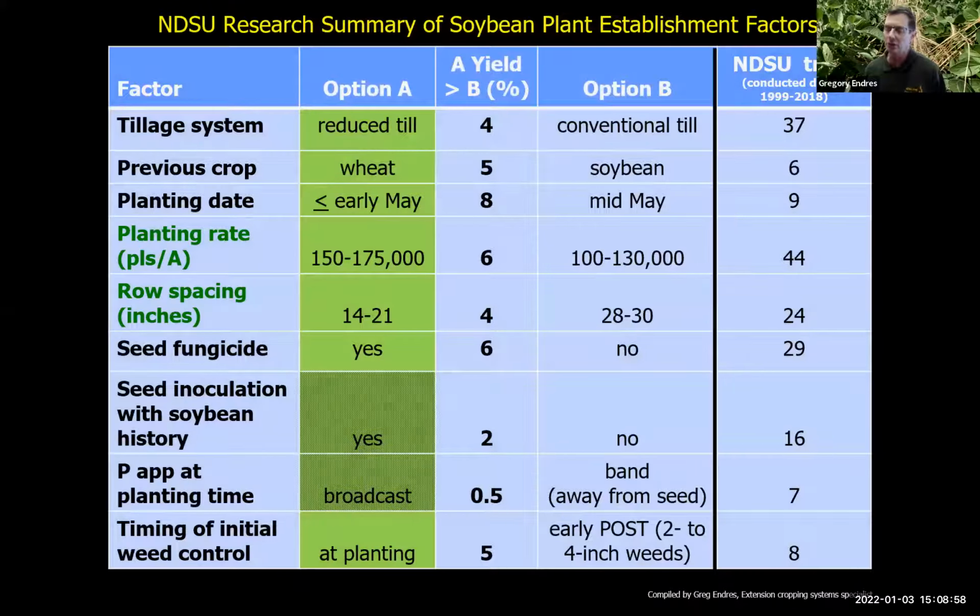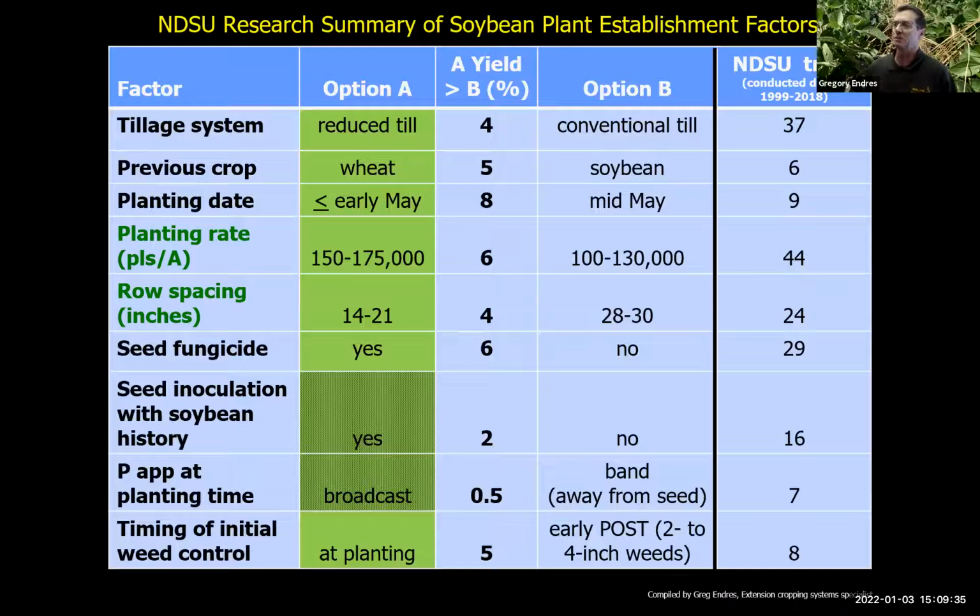Actually, before I do, I want to show you this table. I've showed this numerous times during meetings, but I think it's really important and a nice basis to start the discussion on plant establishment. This is a compilation of 9 factors on establishing soybean. There's option A and option B. We suggest that you use the option A column because of the yield increase that's listed for each of the 9 factors. This is based on the number of trials that are listed on the far right-hand column.